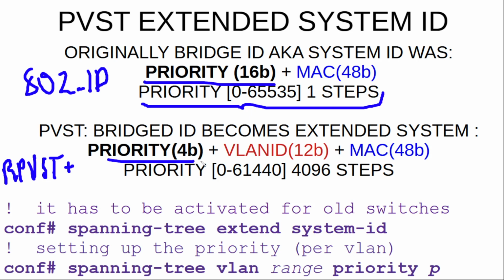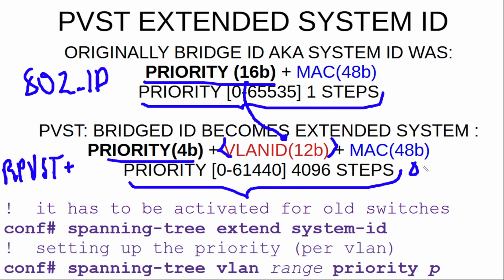So we are going to steal 12 bits from the original 16-bit priority field in order to store the VLAN number. So that leaves us with a priority of 4 bits only. With 4 bits only, we can establish these values. These values are established in 4096 steps.